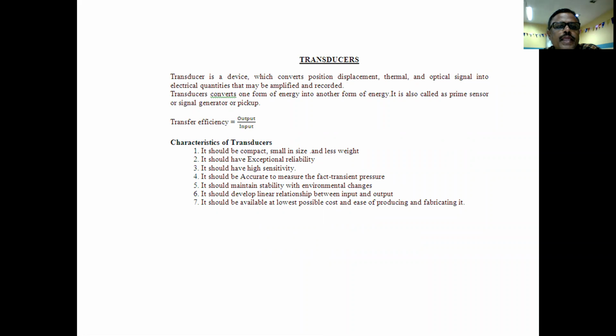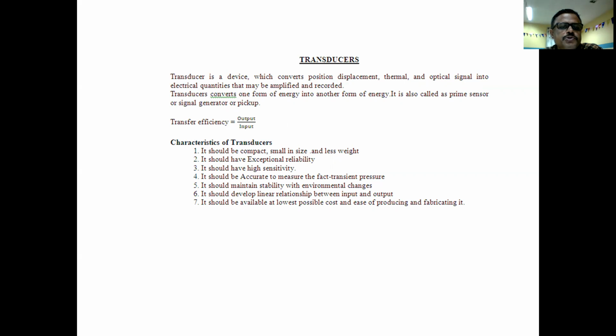So broadly, transducers convert one form of energy into another form of energy. It is also called as prime sensor or signal generator or pickup. In transducers, the efficiency can be measured by the ratio of output to the input.